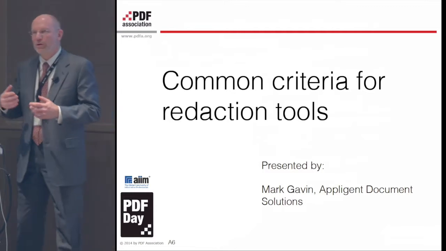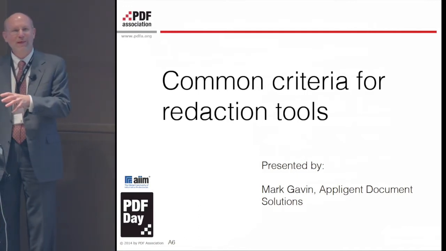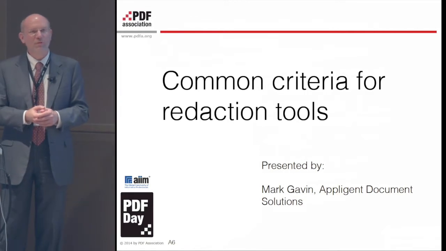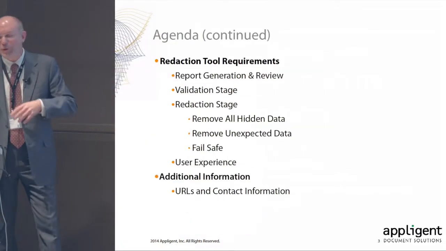Now, the common criteria protection profile is, again, that set of rules that need to be tested against to prove that this piece of software, the redaction tool itself, is working. So, start with overview.